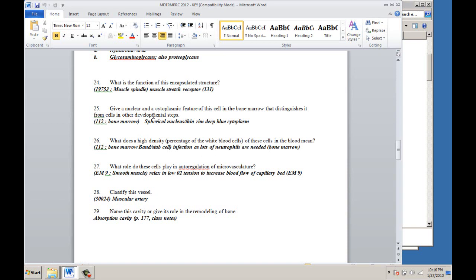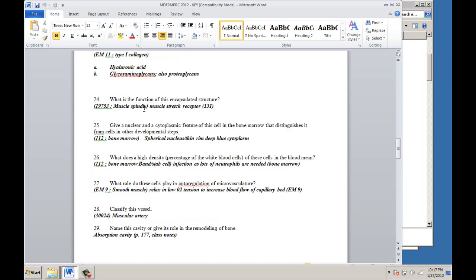Give a nuclear or cytoplasmic feature of these cells in bone marrow that distinguishes them from the other developing stages. Okay, this is in bone marrow, and it's a spherical nucleus, thin rim of deep blue cytoplasm. So if it's a spherical nucleus, it must be the red blood cell series. So if it's non-fractured, then it would be a pronormoblast. What is the function of this encapsulated structure, which is a muscle spindle? It's a muscle stretch receptor.